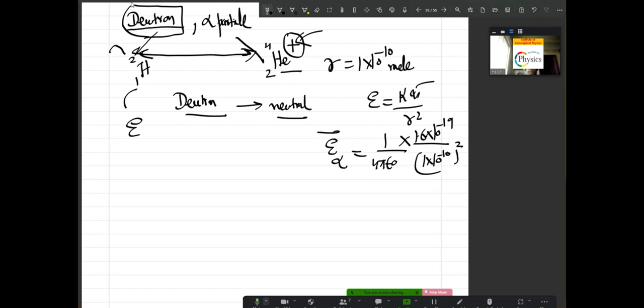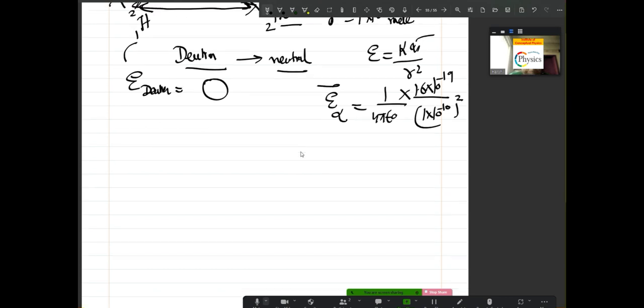But electric field due to the deuteron makes no sense. It has no charge on it. So the answer should be zero. It is Option B: it is incapable of producing any electric field. Right. Got it.